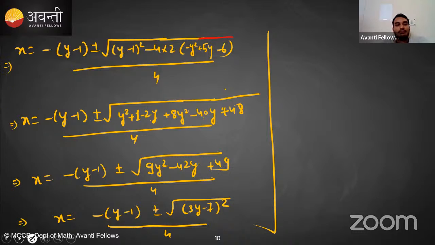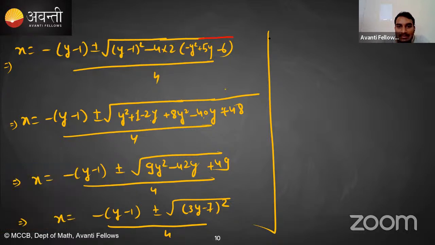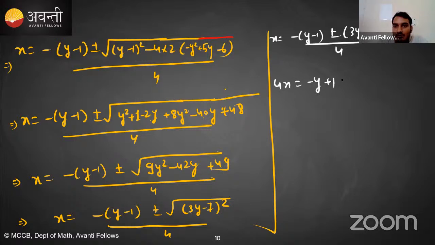Is this clear? 3y minus 1 का whole square, a square b square 7 square minus 2ab which is minus 42. Clear? So after that x कितना आ गया? X is nothing but minus y minus 1 plus minus 3y minus 7 by 4. So 4x is minus y plus 1 plus minus 3y minus 7.